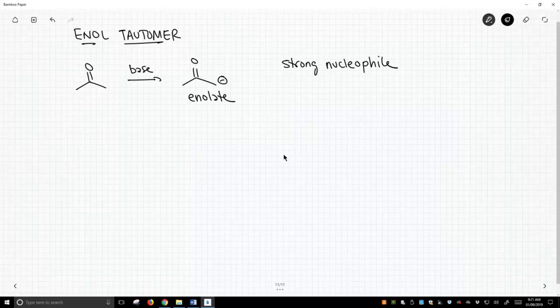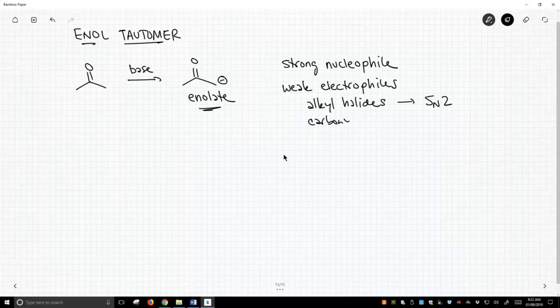And as a strong nucleophile, what are we going to react it with? Well, we will treat it with weak electrophiles, such as alkyl halides. We can react the enolate with alkyl halides. They need to be primary halides, and that does an SN2 reaction. We can even react this with carbonyl compounds. Carbonyls are themselves weak electrophiles, and that gives us access to all the aldol type reactions, aldol condensations, aldol reactions. So this is what we do with the enolate.